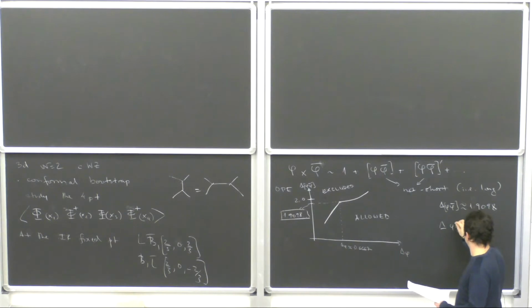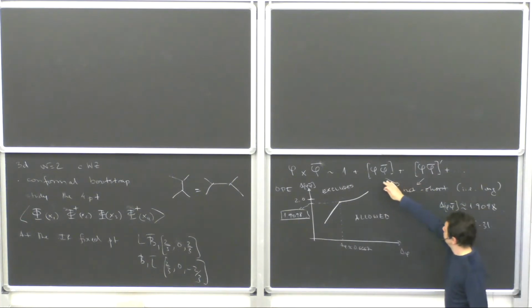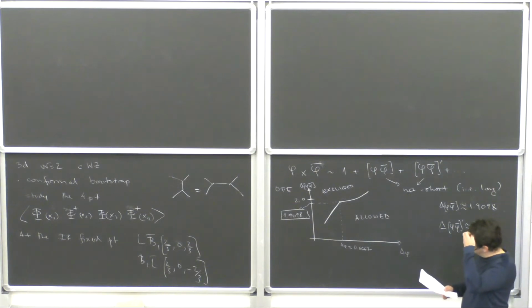You're not supposed to understand this in detail. I just want to give you a flavor. So, for instance, for the low-lying operators, we were able to extract these numbers. Okay?